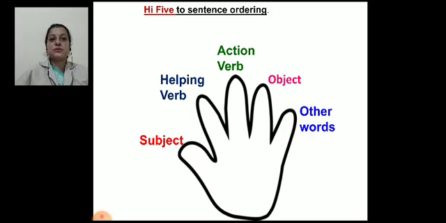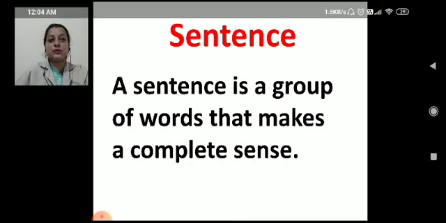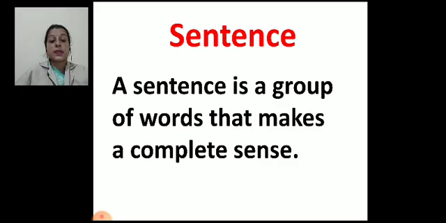Today we are going to do one small activity of grammar, that is Hi-Five sentence ordering. So before knowing about it, first of all, we have to recap what a sentence is. A sentence is a group of words that makes complete sense. As we all know, we have already learned that, right?